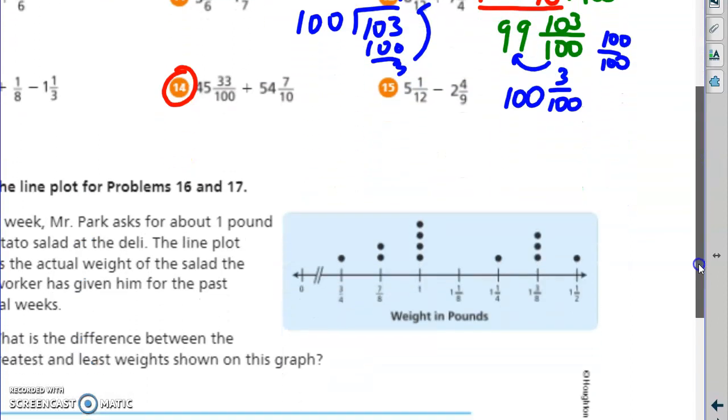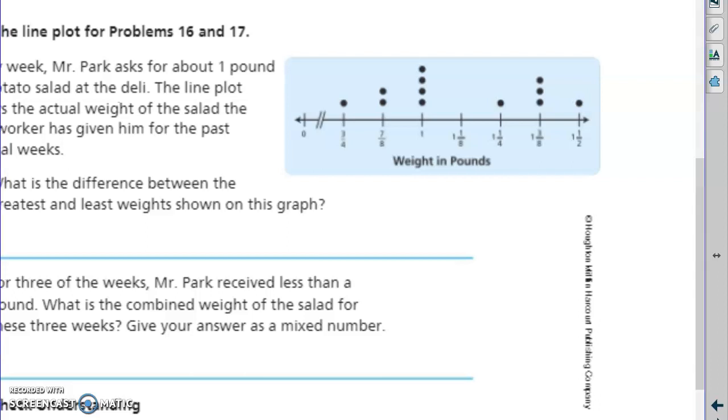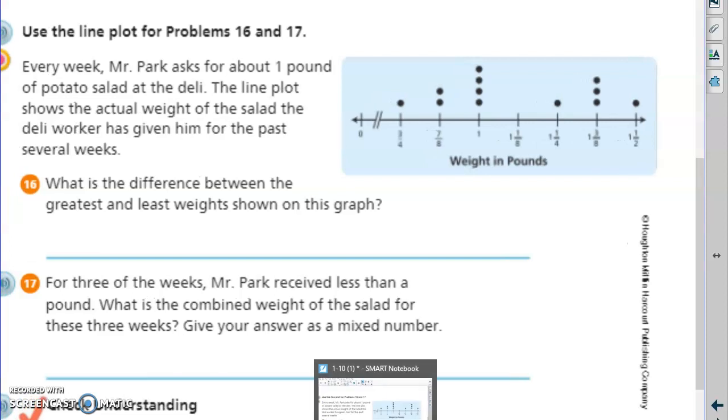All right, down below we have a picture of a line plot, kind of graph, and it is showing Mr. Park's purchase of potato salad. Every week he goes and gets 1 pound of potato salad, and it's not exactly 1 pound every week. So this shows what he got. So 1 week it turned out to be 3/4 of a pound, 2 weeks, 2 dots, 7/8. 4 weeks it was exactly 1 pound, and so on.